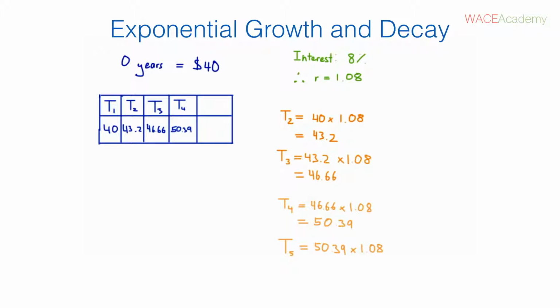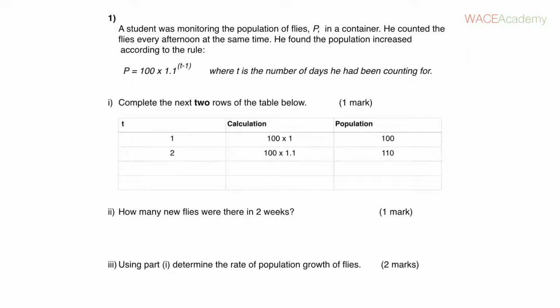Notice at the end of each year, Pete's account is increasing more rapidly. By drawing this on a graph, we can see this pattern reflects an exponential function. Now you're ready to look at some sample WACE questions.